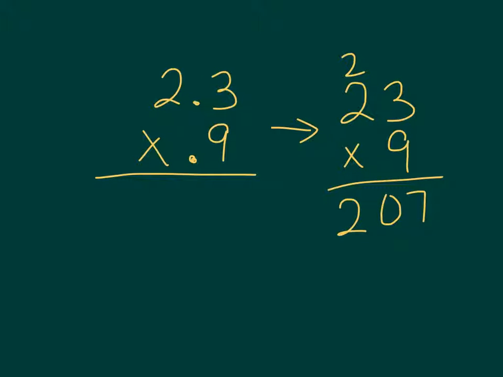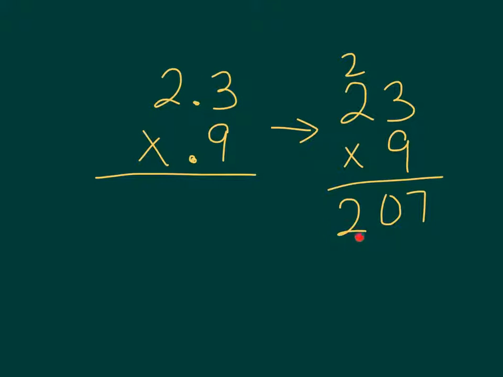Now, I have to figure out where do I put my decimal. To figure this out, I have to count the number of digits that are after the decimal in the problem that I solved. Okay, so there's a decimal here, and there's one digit after the decimal. Here's another one. So now that's another one. So there are two digits that are after the decimals that we see here.